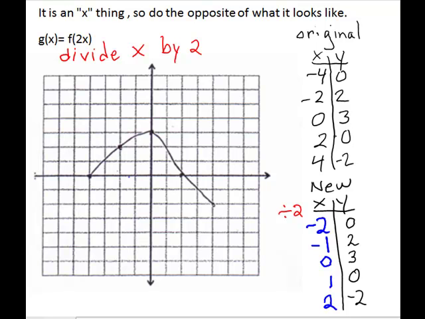So negative 2, 0. Negative 1, 2. 0, 3. 1, 0. And 2, negative 2. And we'll connect the dots.